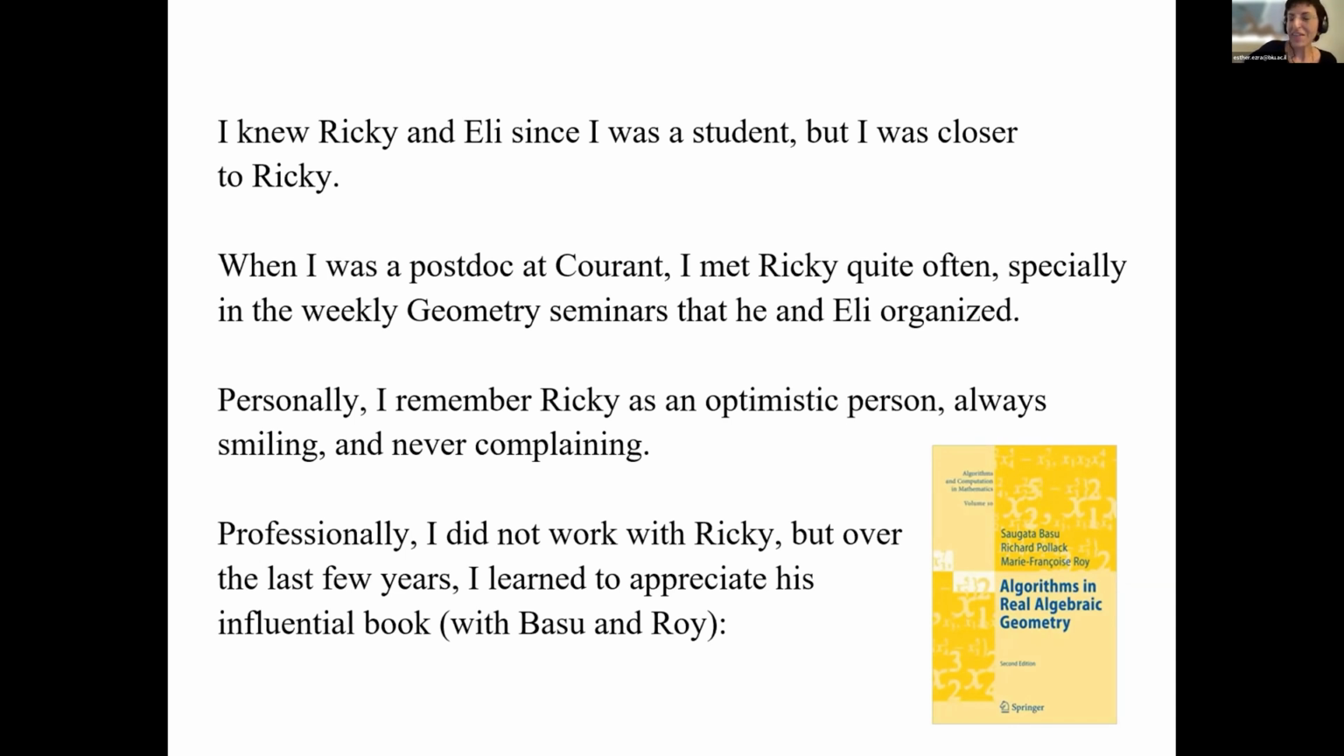And professionally, I didn't work with him, but over the last 2 years, when I started working on the algebraic methods, I learned to appreciate his influential book about algorithms in real algebraic geometry with Basu and Roy.